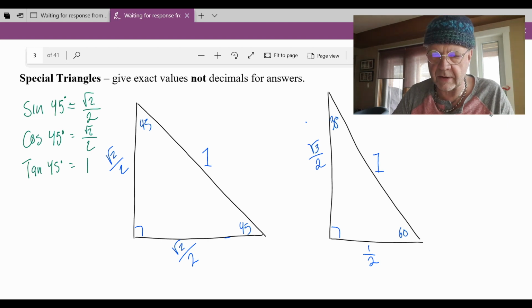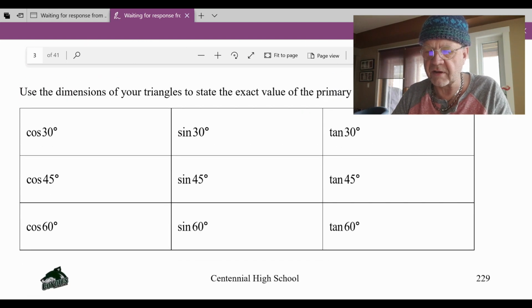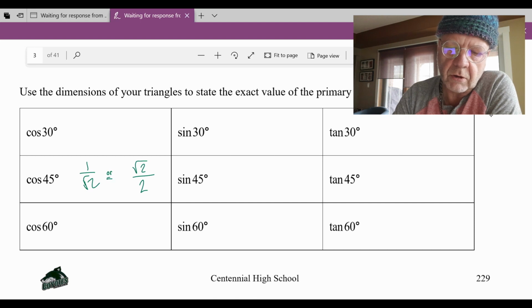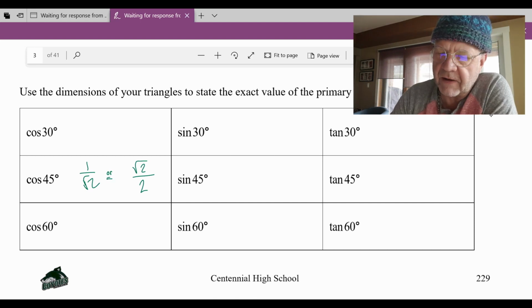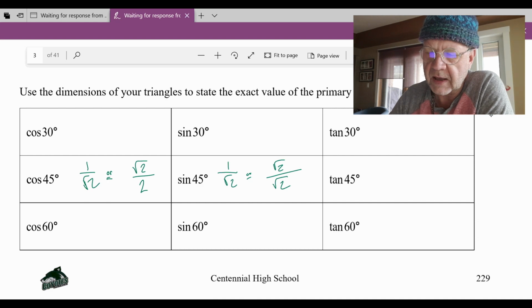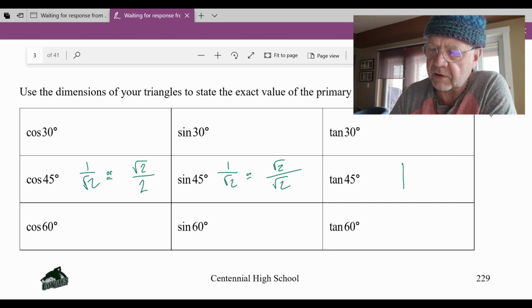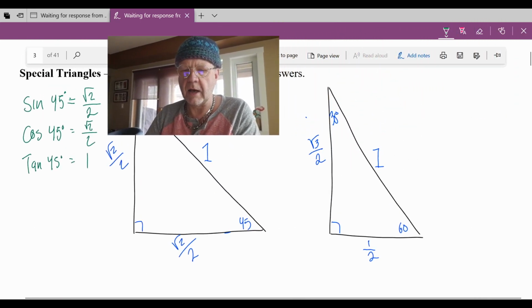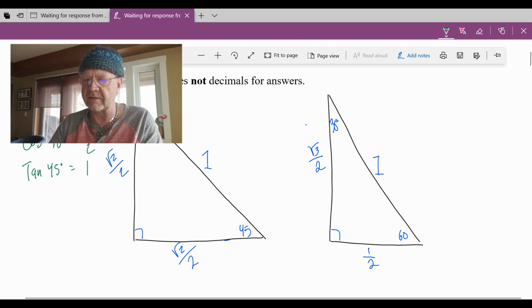So if we scroll down a little bit to the bottom of this page to the summary table, we can start filling in some values here. Root 2 over 2 is the cosine, or 1 over root 2. You know what? I don't think it matters too much which one we use. Sine 45 is similarly 1 over root 2, or probably more appropriately, root 2 over 2. And finally, the tangent of 45 degrees is simply 1. Cool.